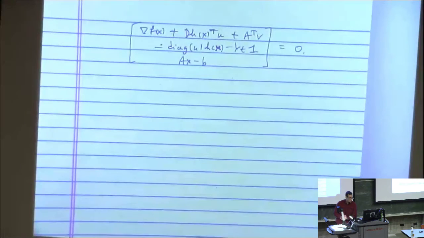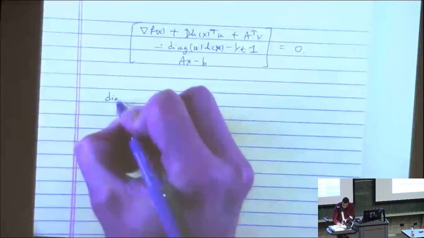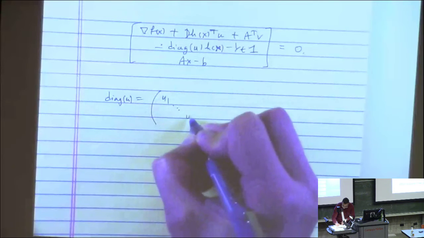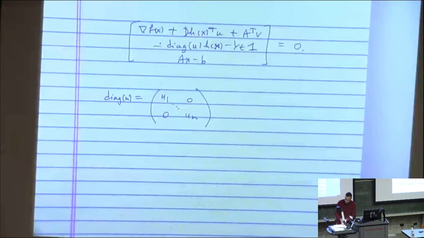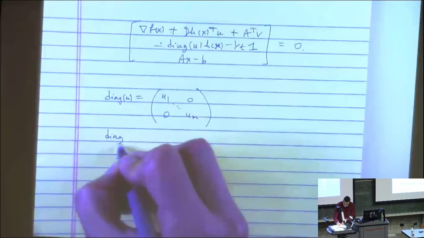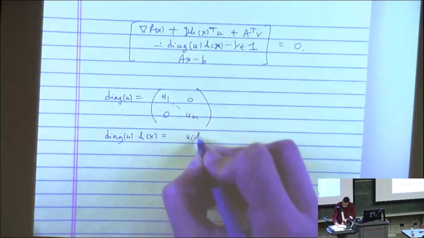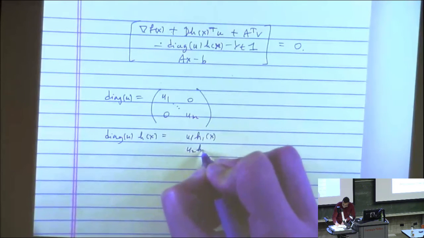Okay, so hopefully this notation is clear to everybody because we're going to use it to develop the primal dual interior point method. Let me pause, see if there are questions. Okay, diag of u, just to be clear, is just the diagonal matrix with the u's on the diagonal and 0 everywhere else. So diag of u times h is just the vector that's u1 h1 of x, u2 h2 of x, etc.